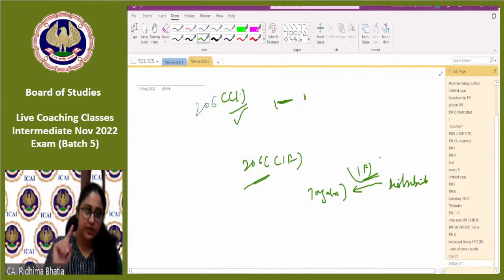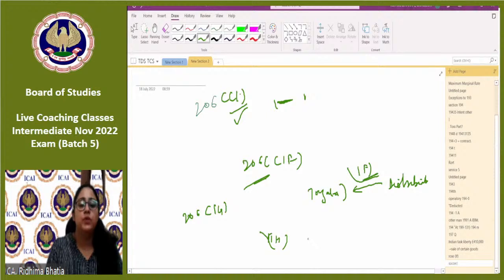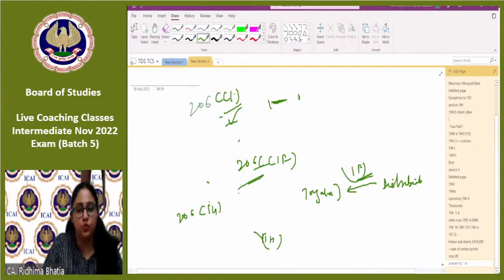But 194Q, wait, slowly. If 1G is applicable, what is the authorized dealer's sale? Obviously, the one they are doing for foreign remittance. If 206C 1G is applicable, then obviously 1H would not be applicable. So 1H can be applicable in those circumstances where these particular sections are not getting hit. If these sections are getting hit, then 1H would not come into the picture. Now let's understand the interplay of 194Q here.